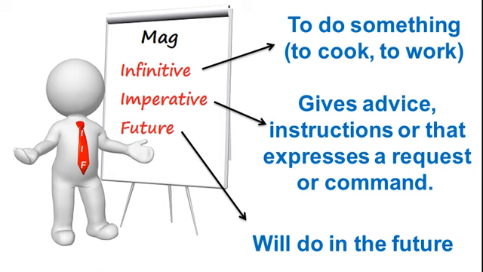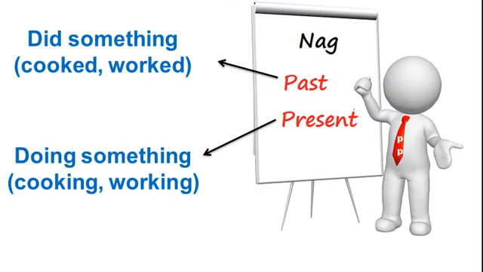Future. Mag is used for the future also. The difference is that we double up the first syllable, and we're going to be looking at that again in this lesson. Now, Brother Nag, on the other hand, deals with the past and the present. You did something. It's called the completed aspect in Tagalog. You cooked or you worked or you studied already. And then doing something now, cooking, working, studying, etc. Past, present. That's what nag is used for.